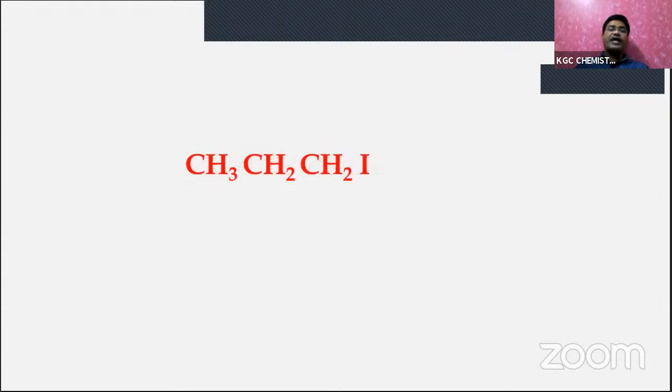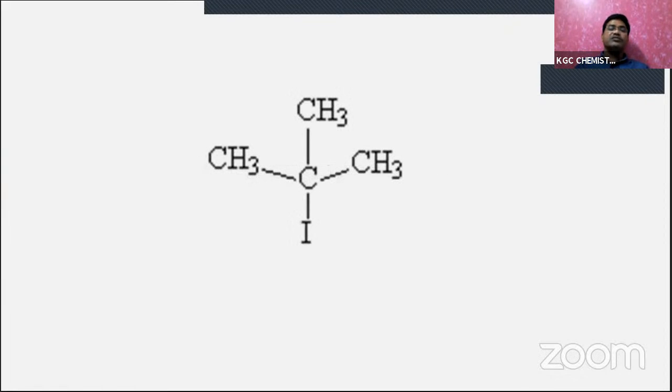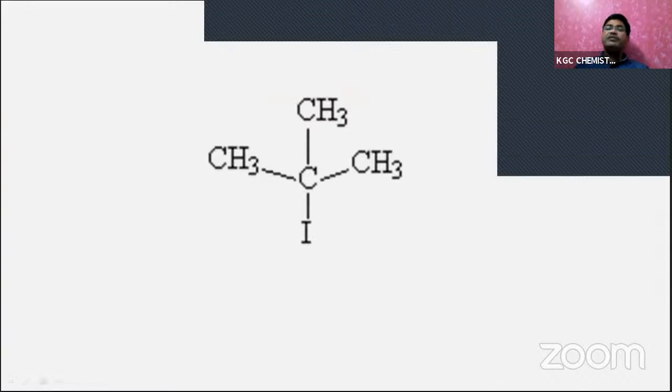Now, you know, this is iodopropane. These are very simple. This is going to be fluorocyclopentane. That is going to be here. This is going to be, can anybody name this compound? Can anybody name this compound?